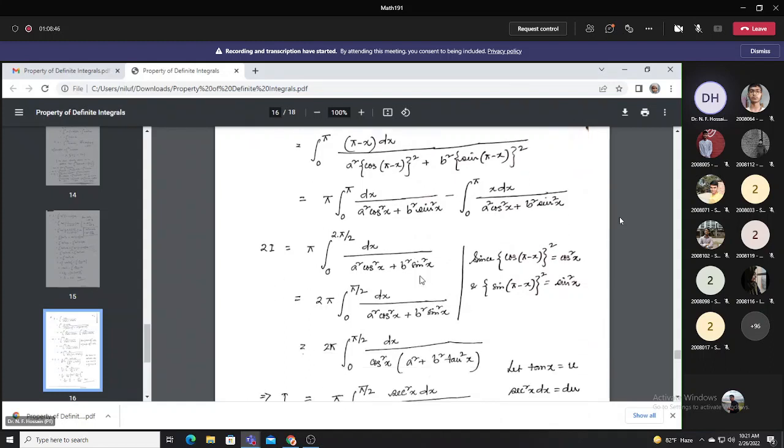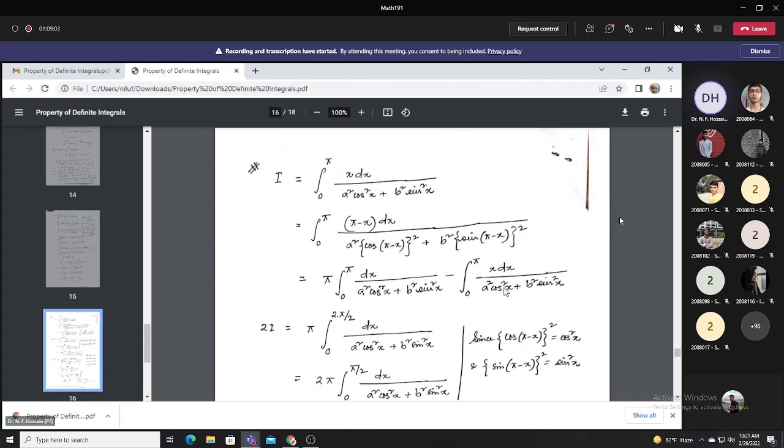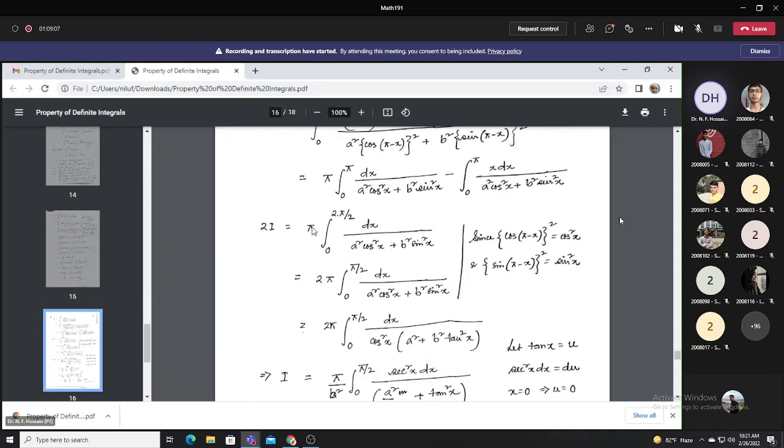Then you separate the two terms. The first term will contain pi, so pi into integral 0 to pi dx divided by this, then minus integral 0 to pi x dx divided by this, which is nothing but I, from which we started. So let us take this term to the left side. So 2I should be equal to pi into this, pi into this.